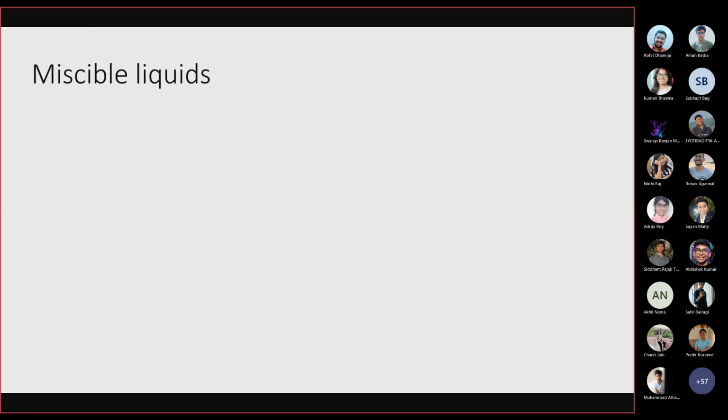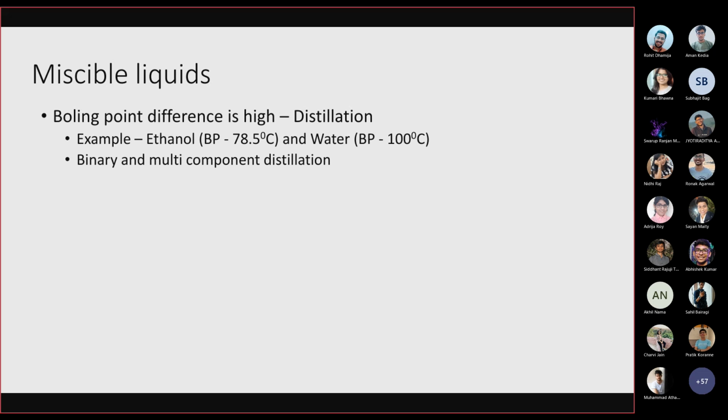Now we have miscible liquids. Miscible liquid means both liquids mixed together form a continuous solution in a single phase. So if you want to separate miscible liquids, we have various methods that can be used. One is distillation, another one is extraction, another one is adsorption. These three can be used. Another one is membrane separation.